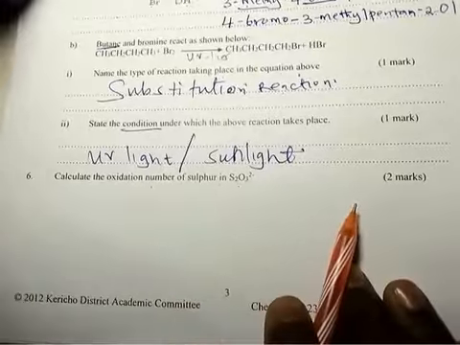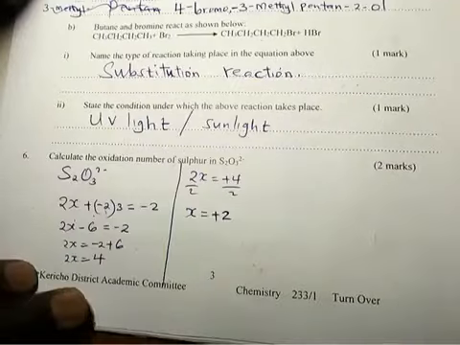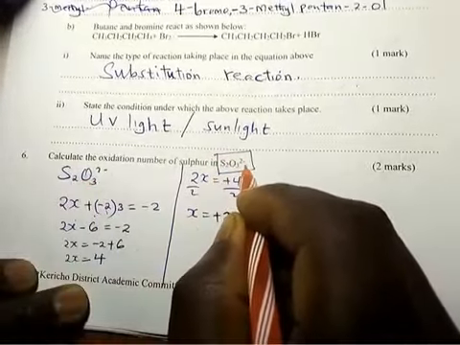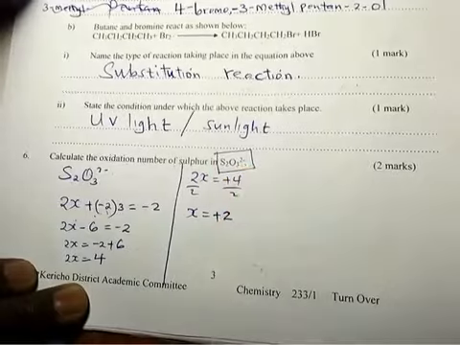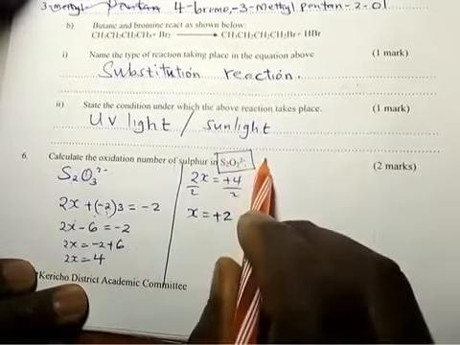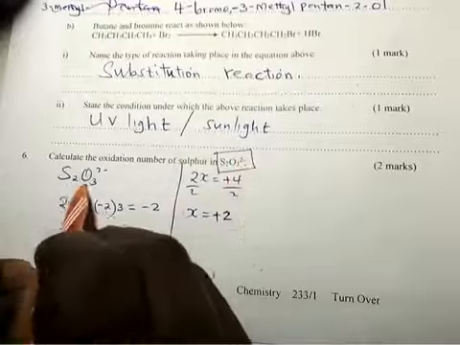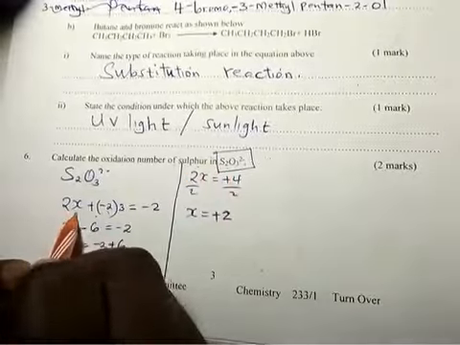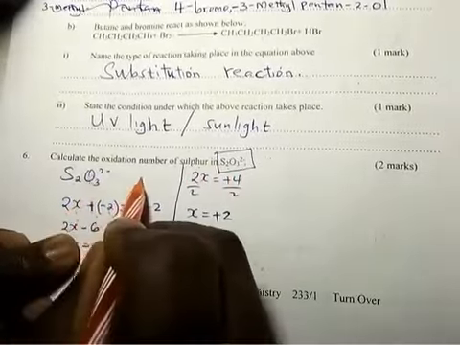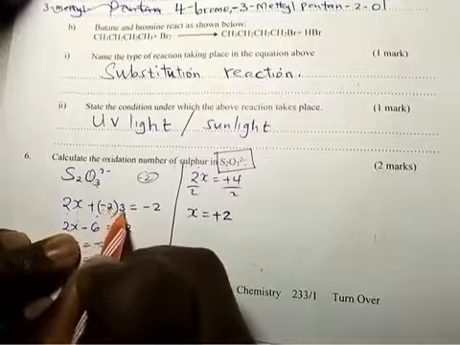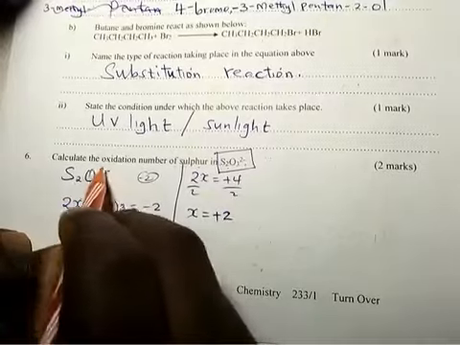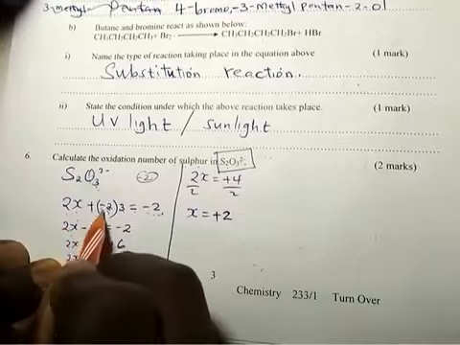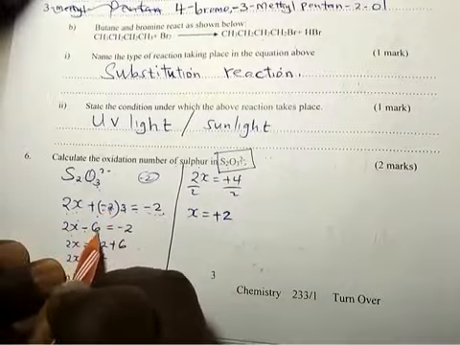Calculate the oxidation number of sulfur in this. To calculate the oxidation number, this is an ionic compound. It has got a charge. So you have to equate to -2. Because the sulfate we are looking for is 2, we use 2x. So 2x plus oxygen, one is usually -2, but there are 3. So -2 times 3 is equal to the charge. The charge is -2. So 2x minus 2 times this is -6 is equal to -2.